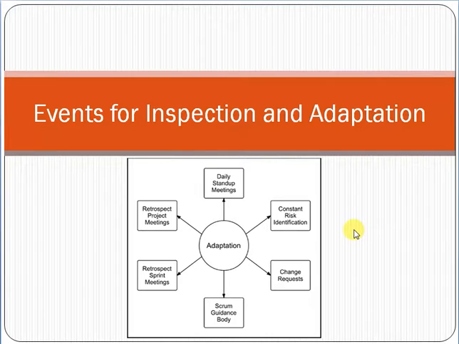So whenever we do risk identification, it also becomes a very important event for inspection and adaptation. Whenever we are highlighting a risk, we are basically inspecting things, and if there is any deviation recorded, or any improvement needed, then based on the risk identification, we can do the improvement in the process, or improvement in the product if it's necessary.